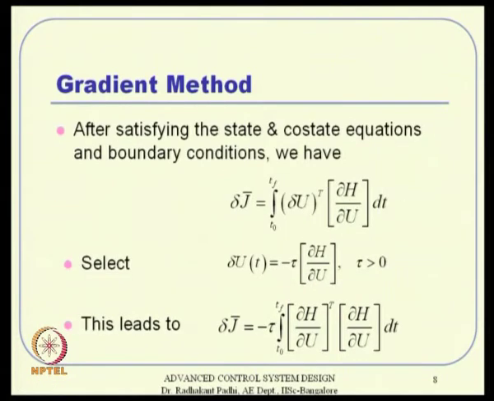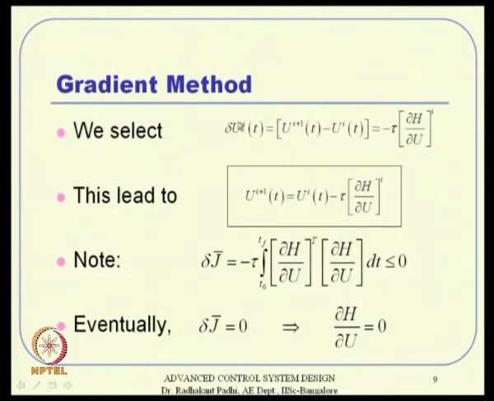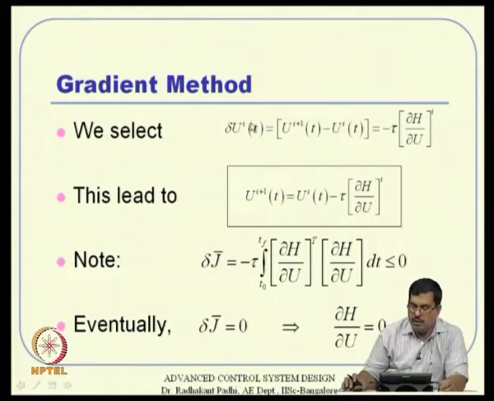So, if you observe this expression, del u i, at the ith iteration, by definition is nothing but u i plus 1 minus u i. This is nothing but minus tau times del s by del u at the ith iteration, of course, and this leads to the condition that u i plus 1 is nothing but u i minus this term.